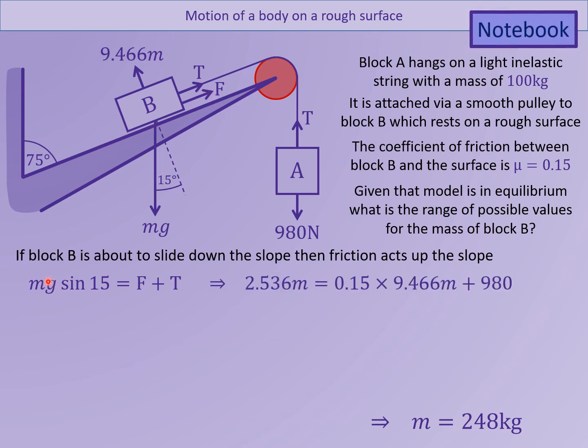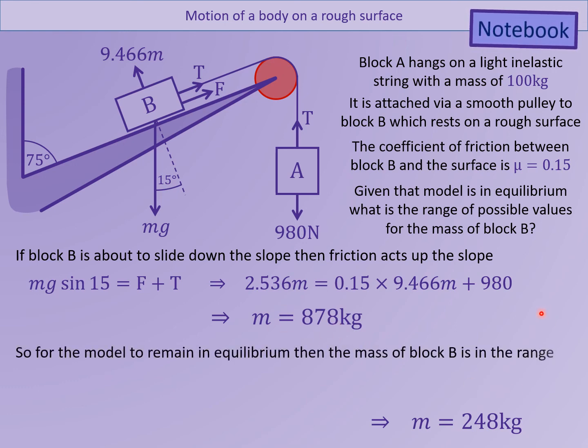Right, so I can put the stuff in that I know. So I've got mg sine 15 is that. F is mu r, so I can put in the 0.15 times 9.466 m. So I've put my F equals mu r in. The tension, 980. A little bit of rearranging gets me a mass of 878 kilograms. So therefore, it will remain in equilibrium as long as the mass is less than 878 kilograms. Anything more than that, 1,000 kilograms, that's heavy enough, because this bit of its weight here will overcome A being pulled in there, and the whole system will slide around like that.